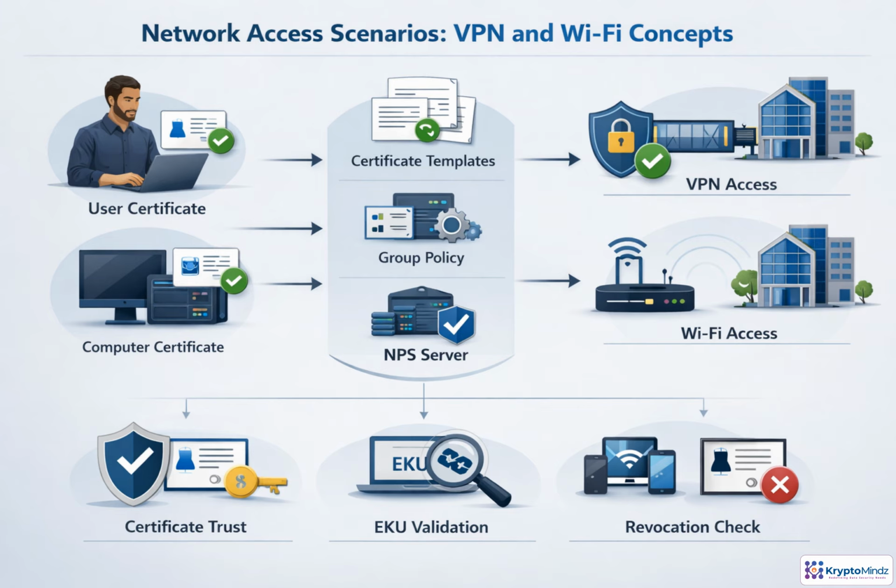Imagine a domain-joined laptop connecting to corporate Wi-Fi using EAP-TLS. The CA issues user and computer certificates from templates, and group policy automatically enrolls them. When the laptop connects, the Wi-Fi controller forwards authentication to NPS. NPS validates the presented certificate. It checks the issuing CA is trusted, the EKU allows client authentication, and the certificate hasn't been revoked. Only after those checks pass is network access granted.